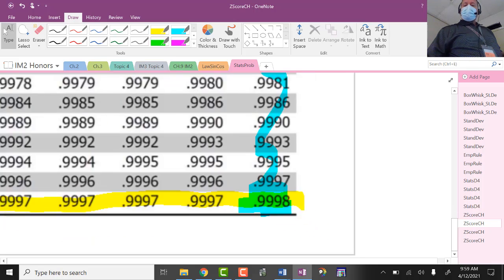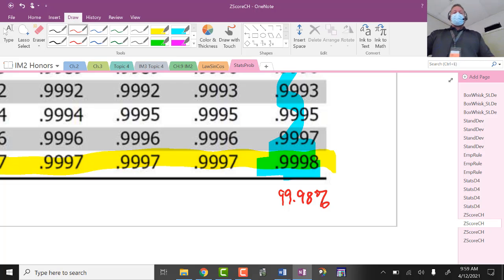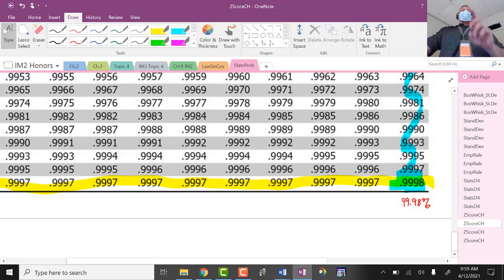Boom. That means for a z-score of 3.49, 99.98% of the data is below that. So it exists. There is a z-score of 4, 5, 6, but it'd be an even more minute percentage of how many people lie in that percentile or lie in that area. So just want to make sure you understand that. Okay, then let's talk about the empirical rule.